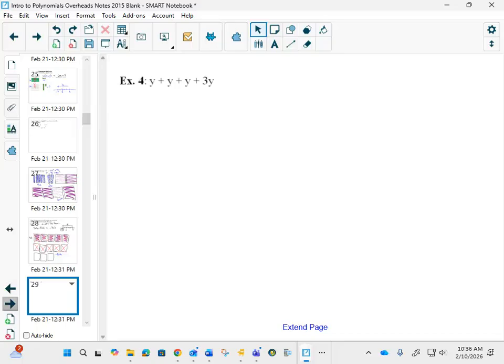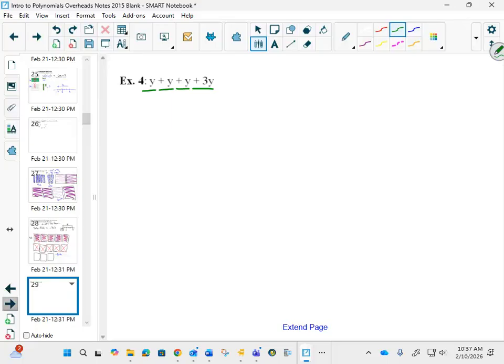You have a y plus a y plus a y plus a 3y. So what I would do, if I was doing this work, is underline that y. Is there anything else that has just a y? Yes. This one has just a y. Anything else? Yes. This one has just a y. Anything else? Yes. All 4 of those are like terms.